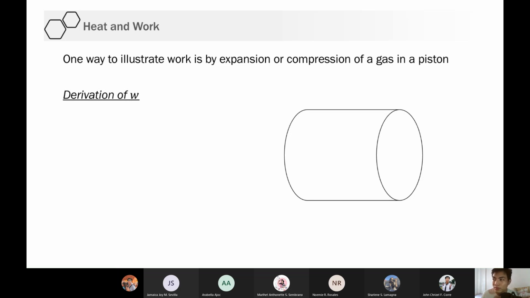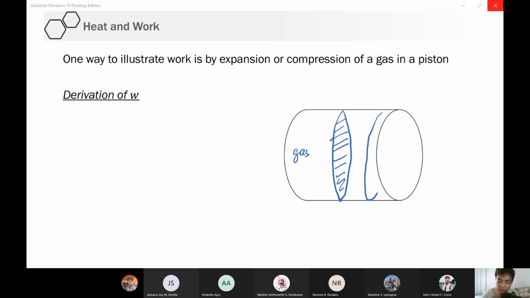Okay. So, one way to illustrate work is by expansion or compression of gas in a piston. Suppose this is a chemical reaction. You have a gas here. Ang mangyayari, kunwari, combustion reaction yan. Ano nangyayari sa piston? Umaakyat yung takip nun, di ba? So, umaakyat yung takip niya from initial to the final state. If ang movement ng piston ay palabas, it means that is expansion.